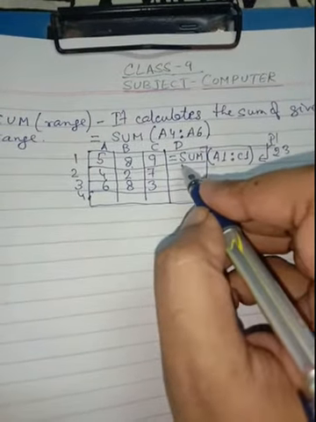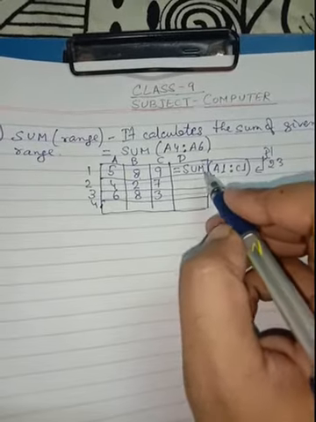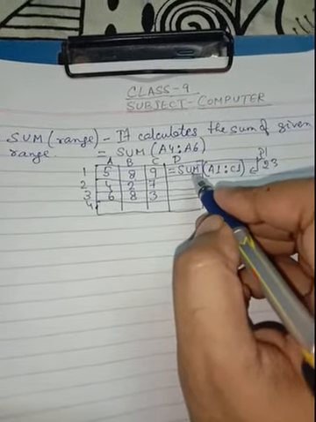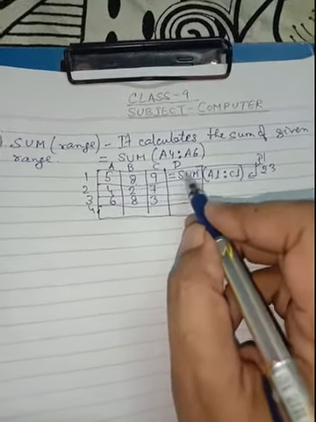So this is the method of using the function named sum, which is a ready-made function provided by Excel to us so that we can find out the sum easily. This is the sum function.